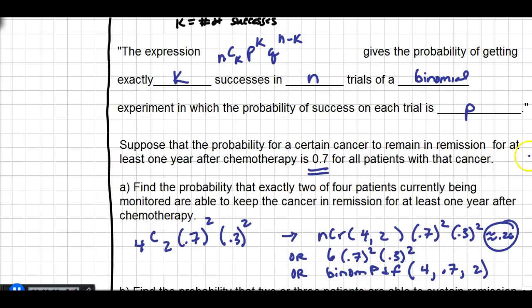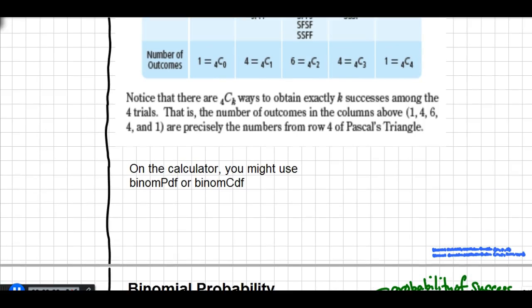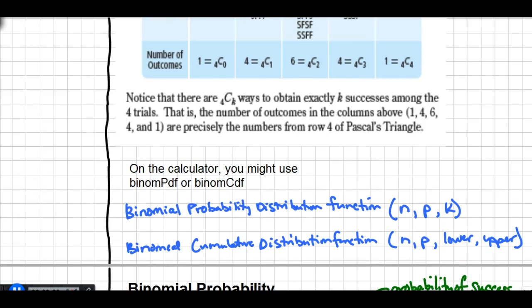Let's talk about that binomial PDF command for a moment. And I've got that here for you. First, let's talk about the PDF. There is a CDF as well. We'll get to that one later. The PDF stands for Probability Distribution Function. Again, it's going to ask you for an n, a p, and then actually an x, but we're going to refer to that as the k. There's a CDF as well, and we'll come back and talk about that one when we get there.